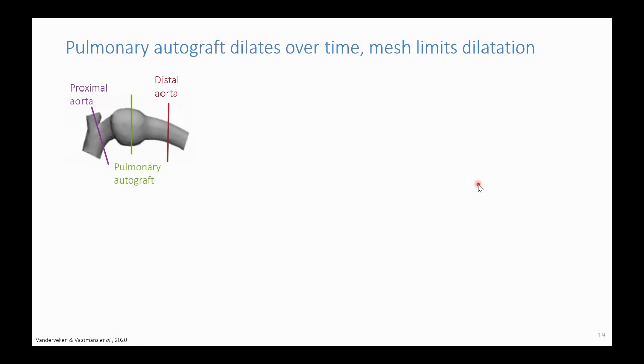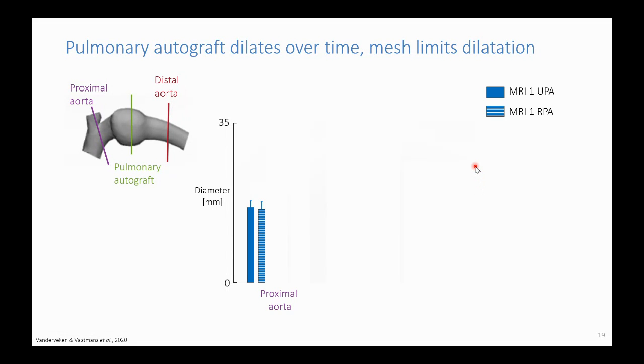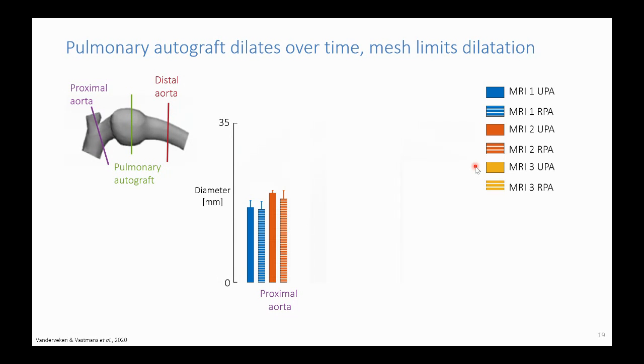And here we put that in a more quantitative way. So what we show are diameters. So the maximal diameter measured from the MRI scan. First for the segment of aorta more proximal to the autograft at 4 days after surgery, at 2 months, and at 6 months after surgery.